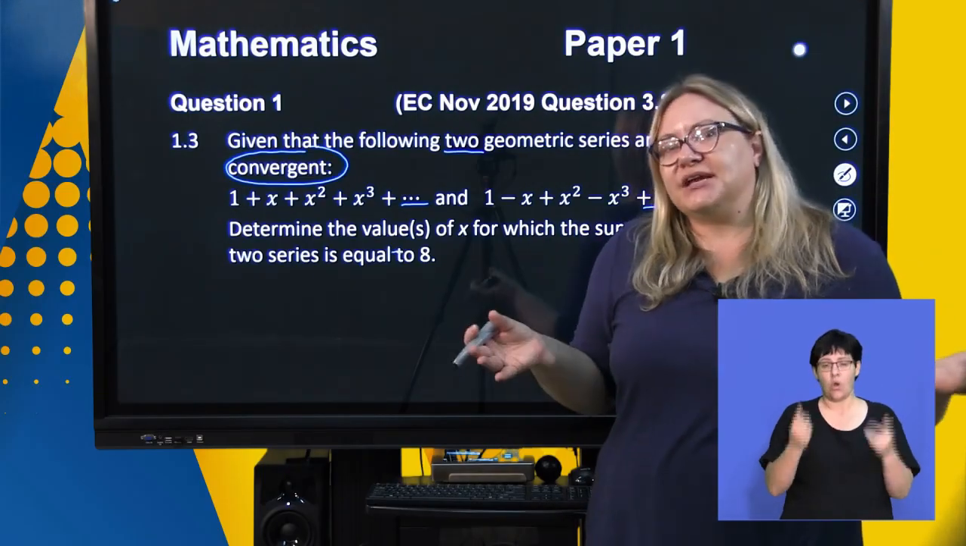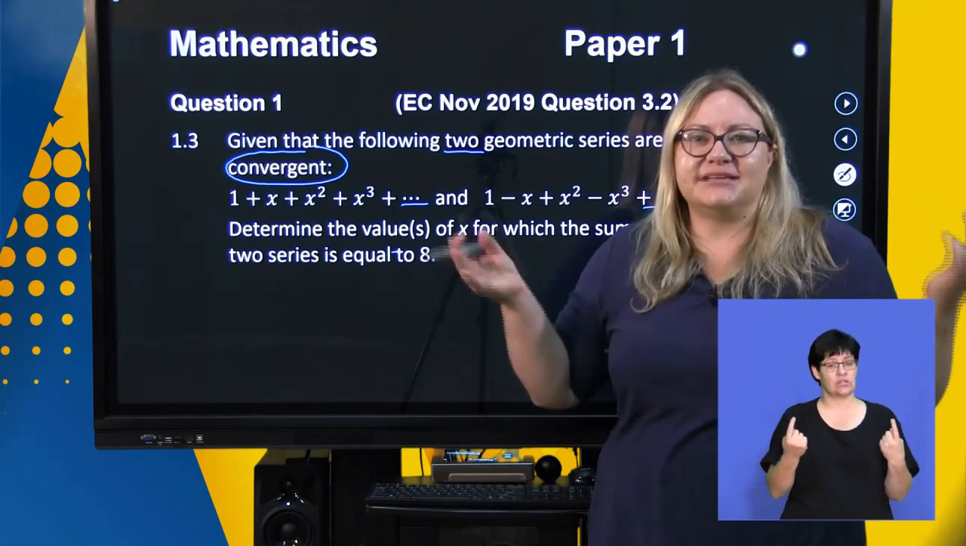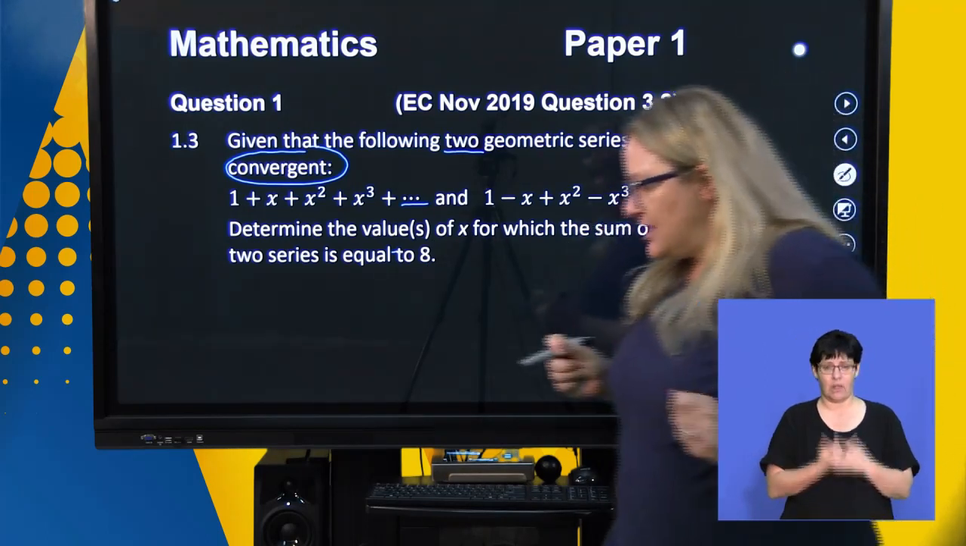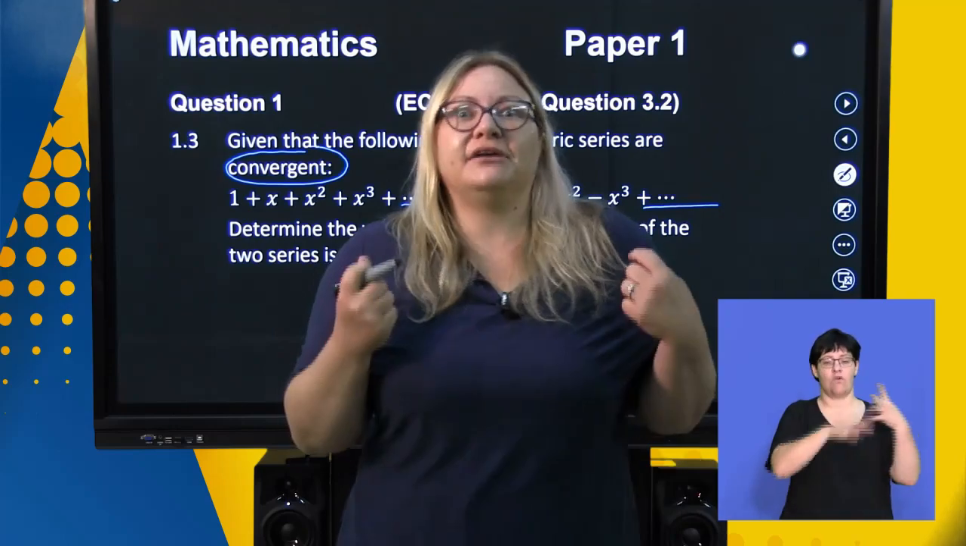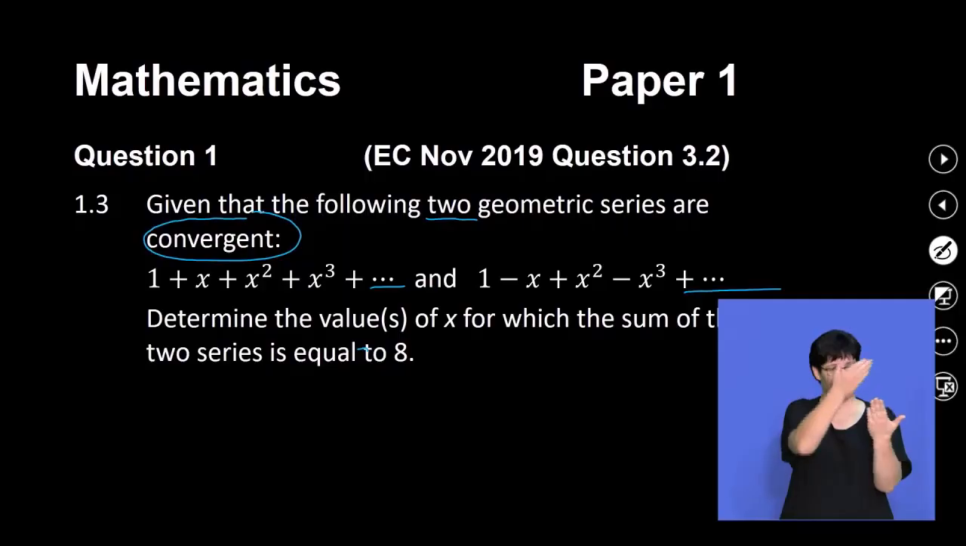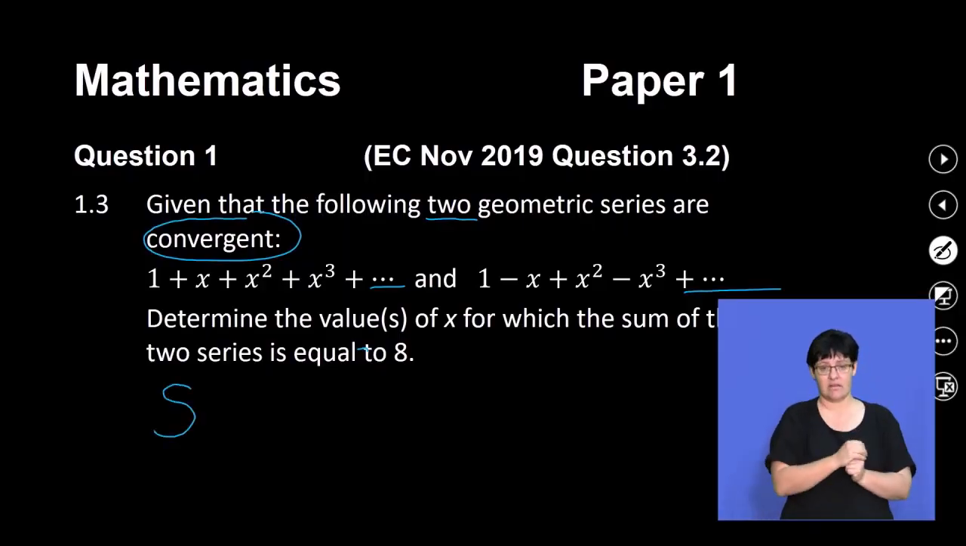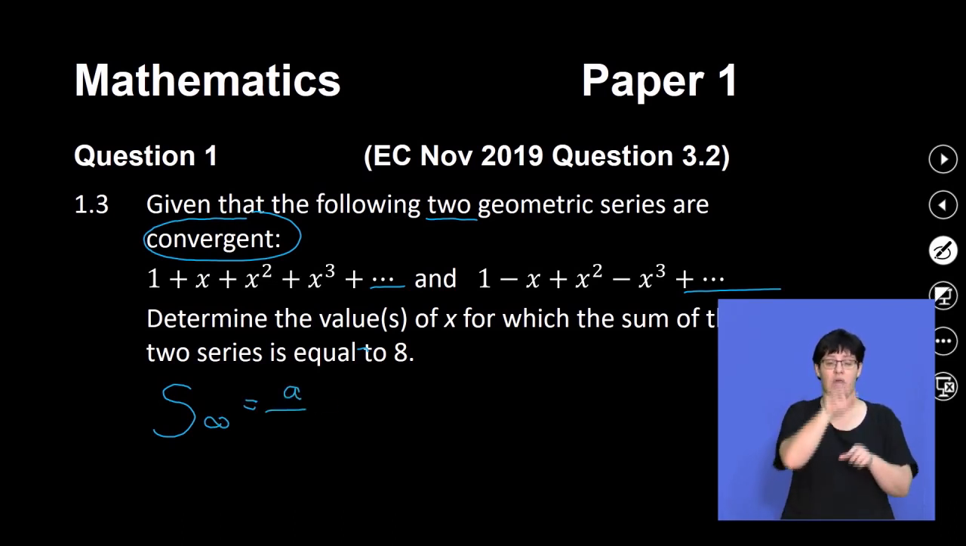So we can calculate the sum of each of those series separately. To do that, we're going to have to use our formula, which luckily you have on your formula sheet. So the sum to infinity of any geometric series is equal to a over 1 minus r, where a is the first term of the series and r is the ratio, the constant ratio from one term to the next.